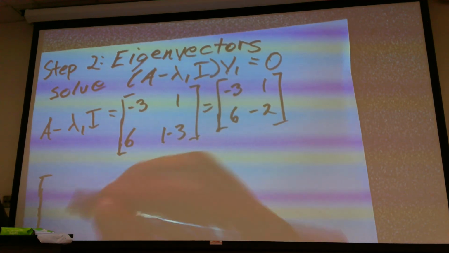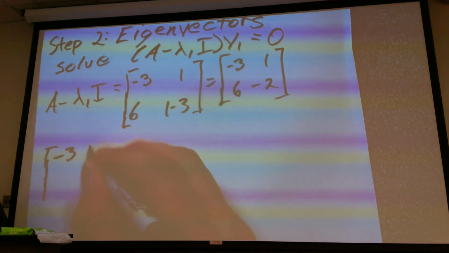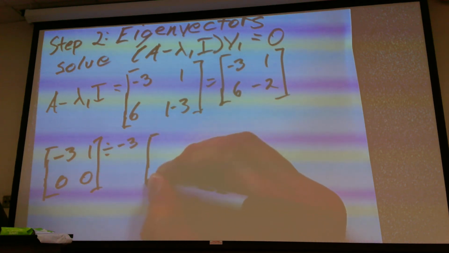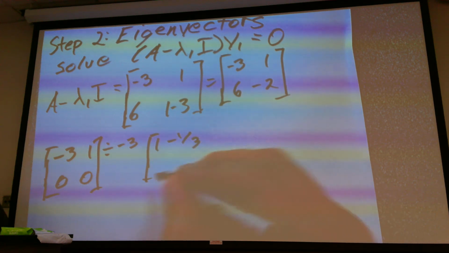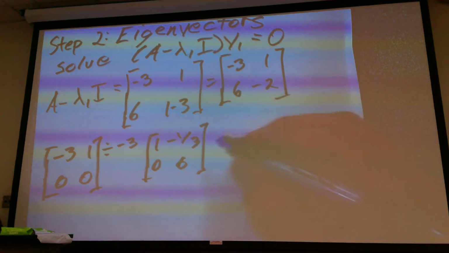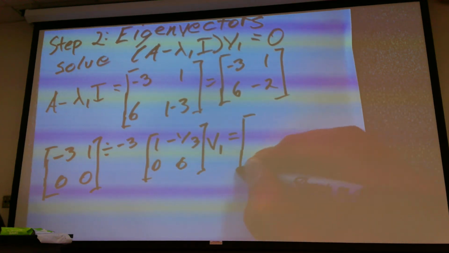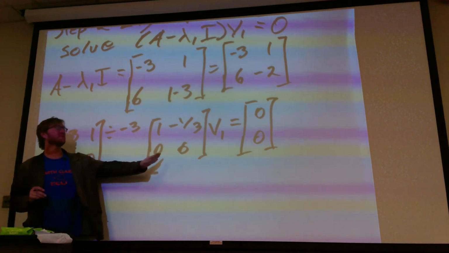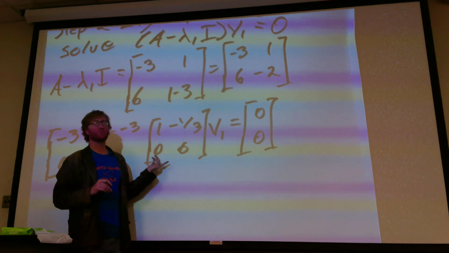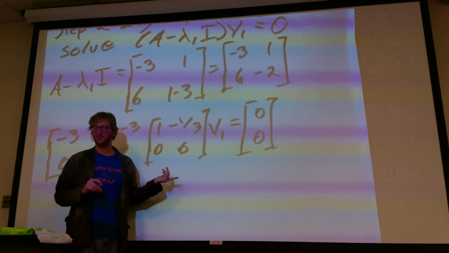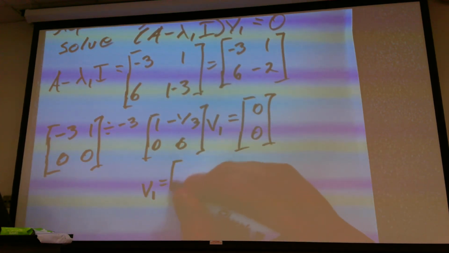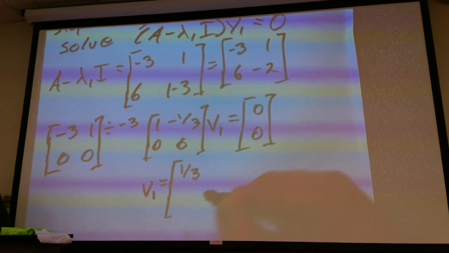So, set 0 and 0. All right. Now I'm going to divide by -3 because I like it to be in reduced row echelon form. All right, now this is going to act on v1, and it's supposed to produce 0 and 0. Okay, so this is the free variable, and so what is this thing right here really saying? That x1 minus 1/3 x2 equals 0. Okay, so that means that x1 actually equals 1/3 x2. So v1 would equal [1/3, 1].